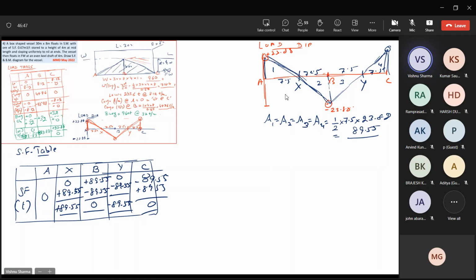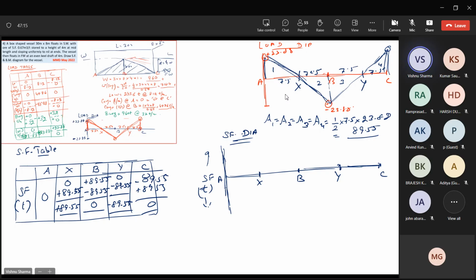Now we'll draw the SF diagram. So let's make the SF diagram here. We have minus and plus same values, so we'll hold them like this. A, then X, then B, then Y, and then C. This will be SF in tons. And again, the same value, so there's no point in wasting time on the scale. If this represents plus 89.55, this will represent minus 89.55.